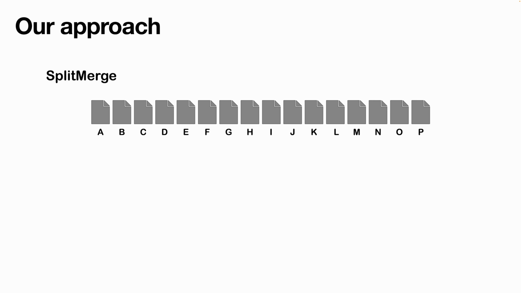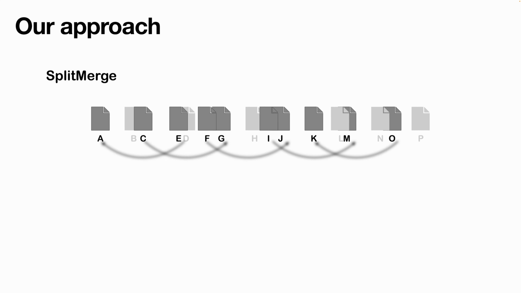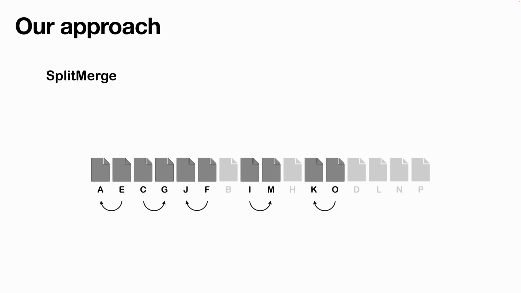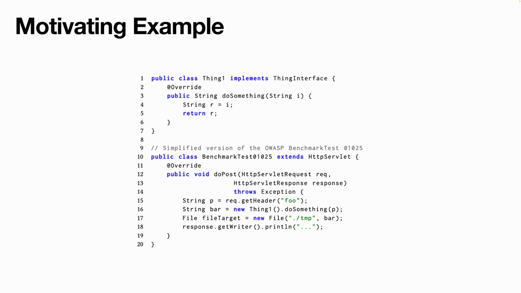The second strategy, called SplitMerge, uses dependency information between the files of the input program to create partitions that include the necessary dependencies of a file. We motivate the need for splitting and smart splitting strategies using a simplified version of a test in the OWASP benchmark, which is a standard benchmark for Java SAST tools.